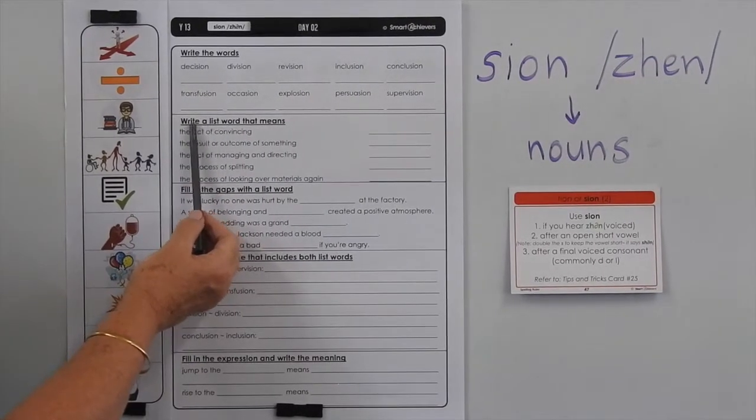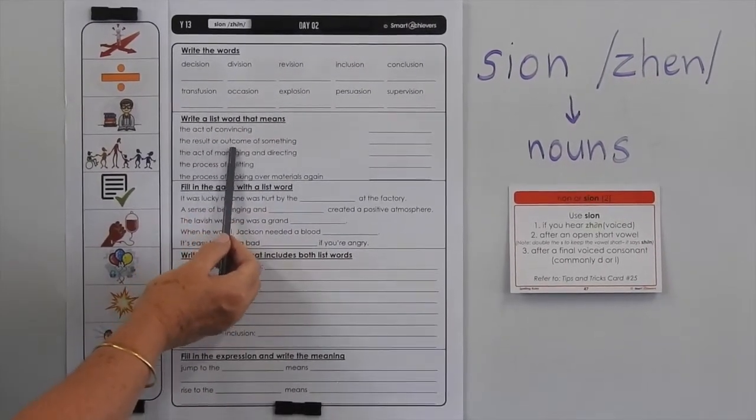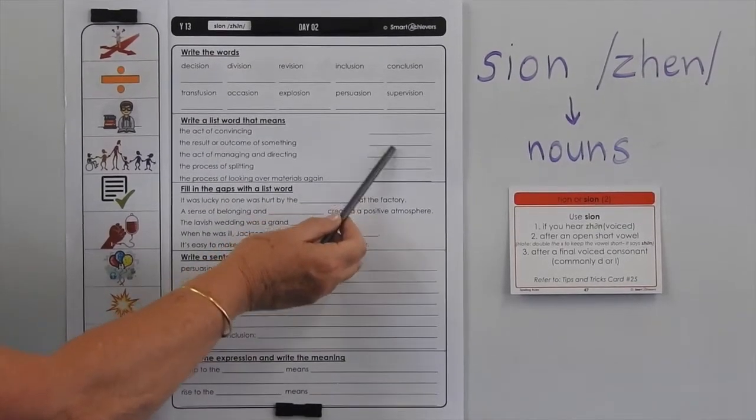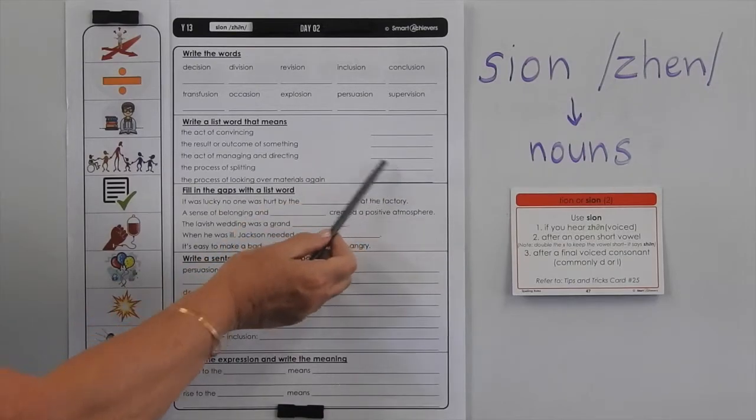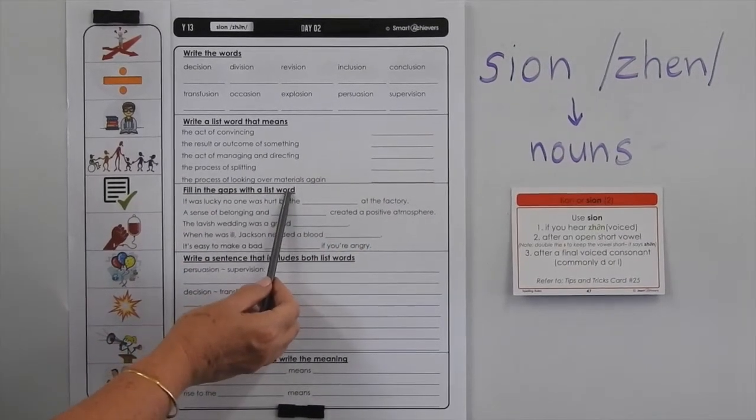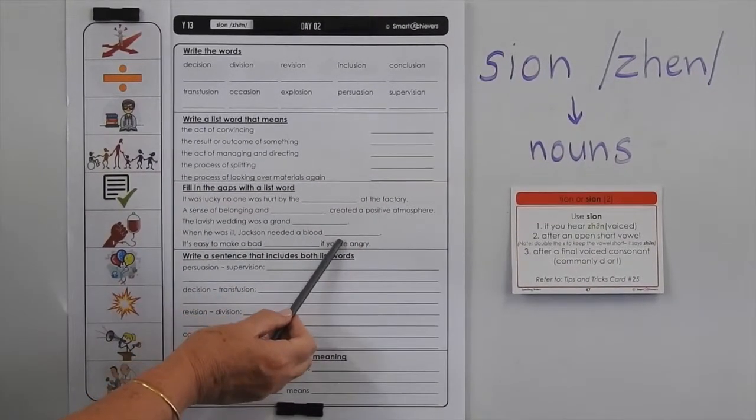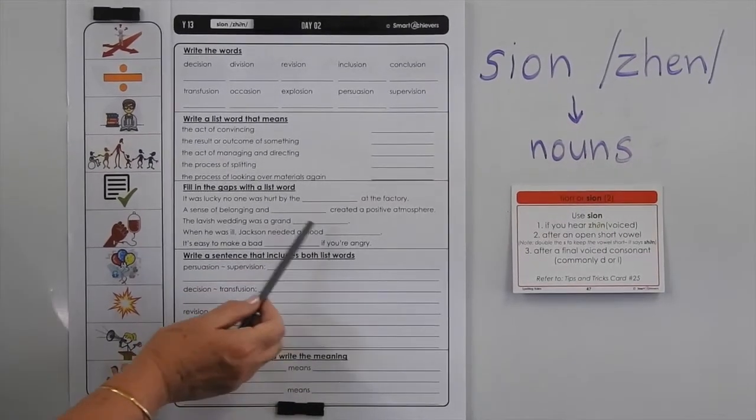Now write the list word that means. So we've given you some definitions here. We need you to write the list word for that definition over on this right hand side. Fill in the gaps with the list word. This is to make sure that you know the meanings of these words and can apply them in a sentence.